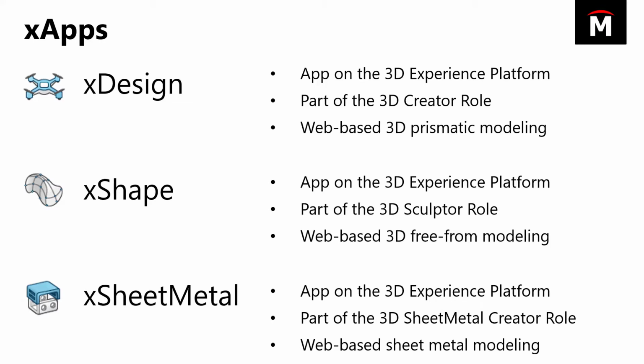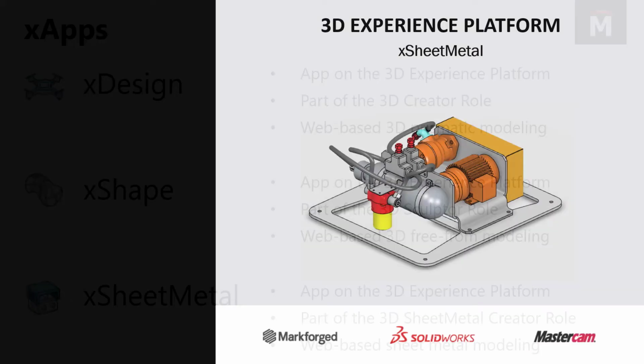These apps include xDesign, which is a prismatic modeling tool, xShape, which is an organic freeform modeler, and xSheetMetal, which of course allows us to create our sheet metal components. Now, I also want to point out that all three of these applications can work seamlessly together, just like everything else on the platform. So there's never any problem with taking something created in xSheetMetal and then modifying it inside of xDesign or vice versa. Those applications all communicate back and forth very seamlessly.